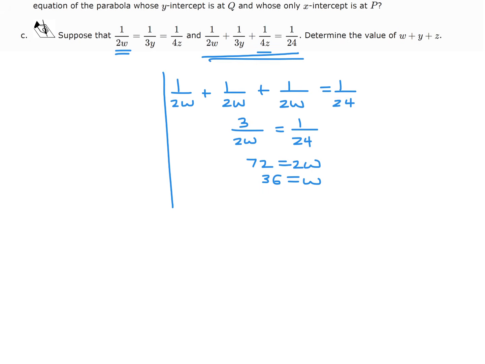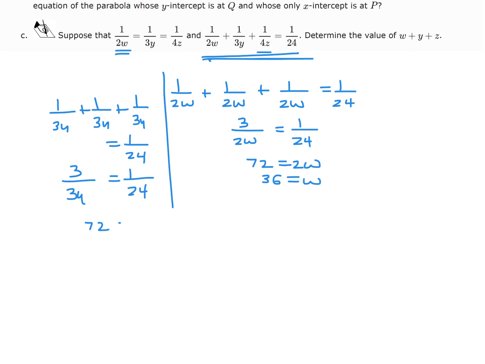So I think in a very similar way, you would do the other ones. Just take that equation and make the substitutions. So this time for 1 over 3y, 1 over 2w is equal to 1 over 3y, and 1 over 4z is also equal to 1 over 3y, and that is equal to 1 over 24. So again, 3 over 3y is equal to 1 over 24, and therefore 72 is equal to 3y, and therefore y is equal to 24.